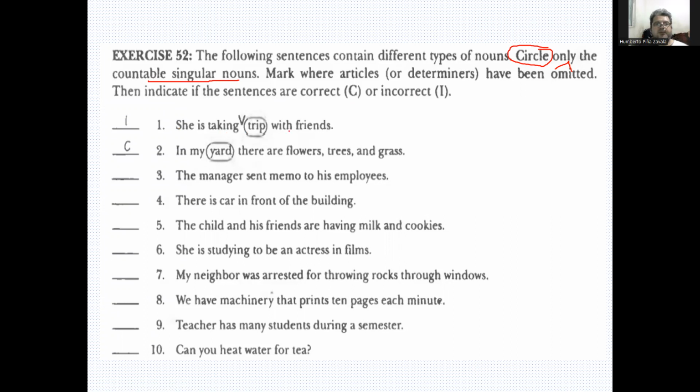She's taking trip with friends, right? Trip is a singular countable noun. So here we're missing the article. It should be she's taking a trip with friends. We got in my yard, there are flowers, trees, and grass. Yard is singular. You have the determiner my. So this is correct. That's the idea.